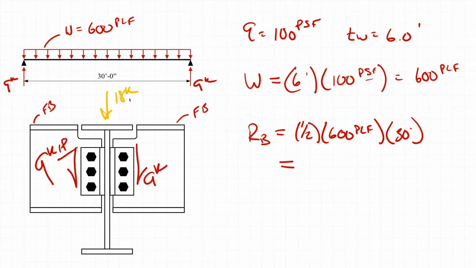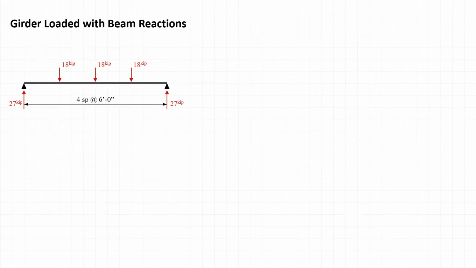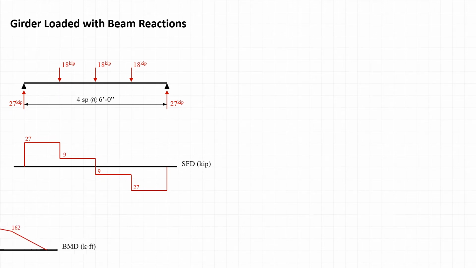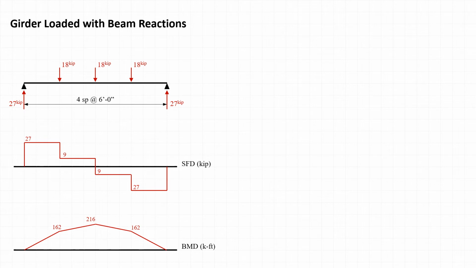All right, so let's carry that through to the next. So look at this slide. This is a girder loaded with the beam end reactions. So we have 3-point loads of 18 kips, and the reactions are 27 kips for that loading. So if we consider the shear force diagram, we have a maximum shear of 27 kips at each end. And then if we consider the bending moment diagram, we have a maximum bending moment of 216 kip feet.